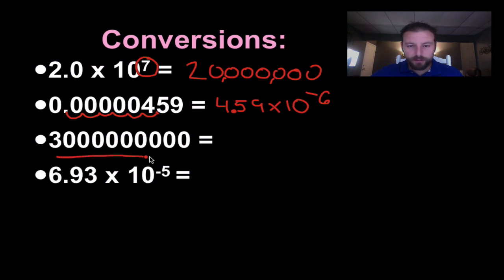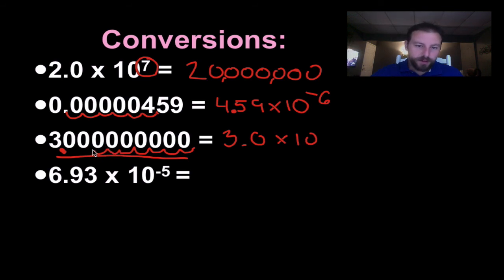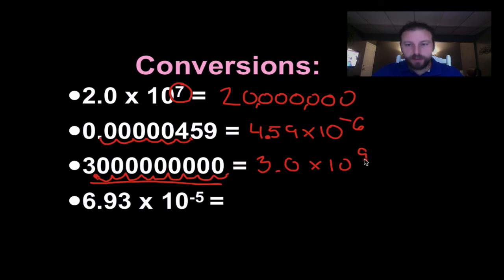Now this number right here. I'm going to attempt to say it. Here we go. We get our decimal place right here, so we do 3.0 times 10, and we have to figure out how many spaces we're going to move this decimal place over. So we count 1, 2, 3, 4, 5, 6, 7, 8, 9, times 10 to the 9th. Positive exponent, really big number.